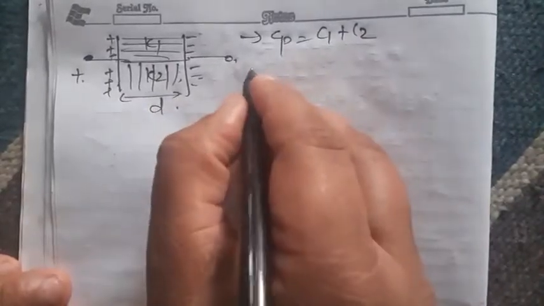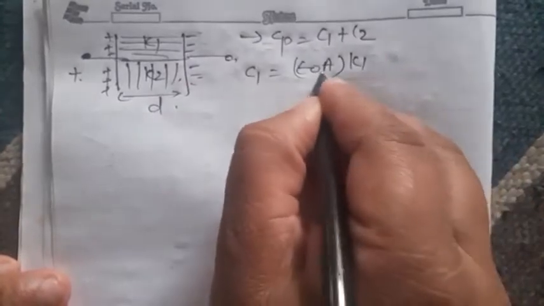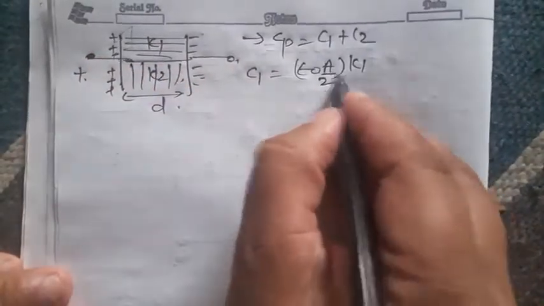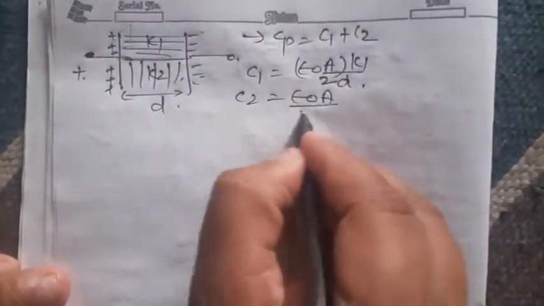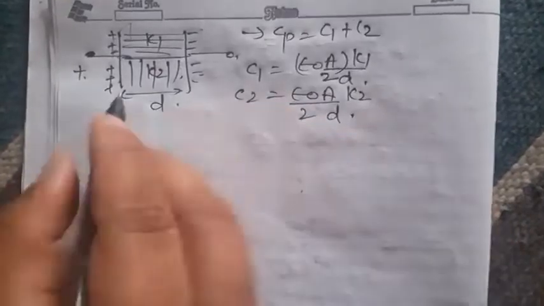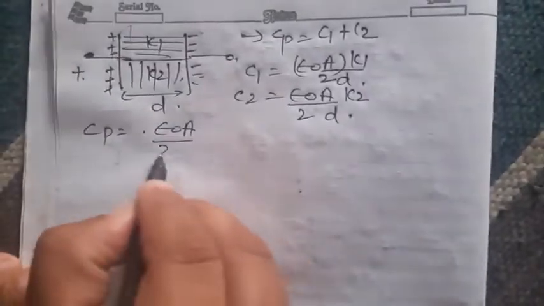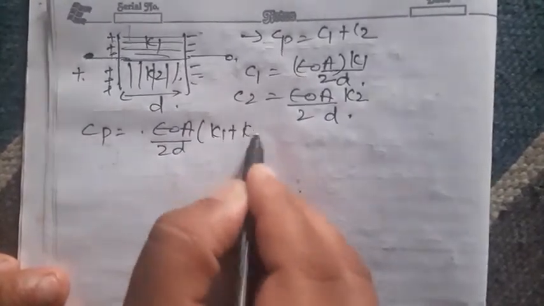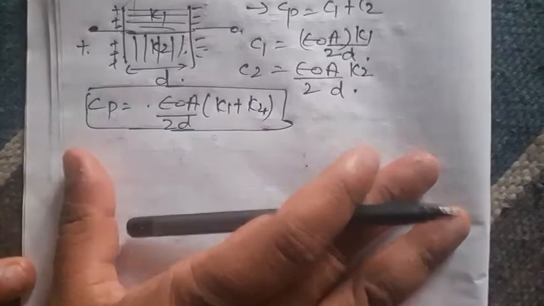Now in this case what will be changed? C1 is epsilon naught A into K1, but now the area will be half. Look at this, it has taken half the area. The distance remains D. Similarly, for this it will be epsilon naught A by 2, K2, distance D. So what is the total C then? If you put epsilon naught A by 2D common, inside you get K1 plus K2.